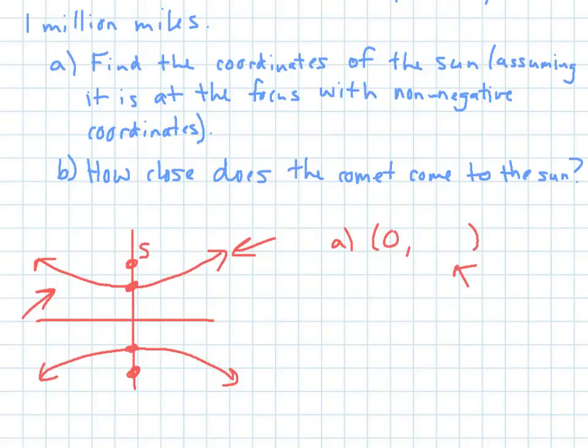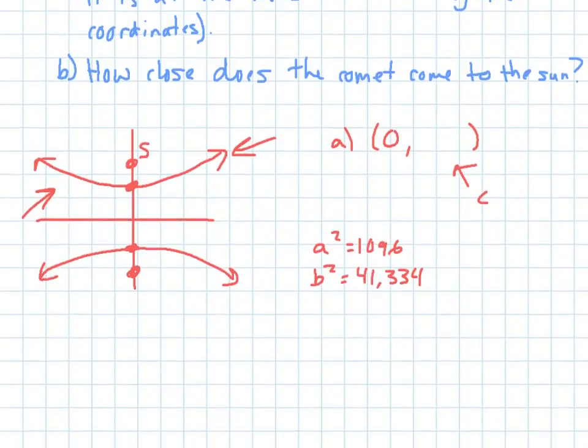That comma something represents C. So for C, you need to find C squared using your A squared and your B squared. So your A squared is 1096. Your B squared is 41,334. So then, using your Pythagorean theorem, you add them up.